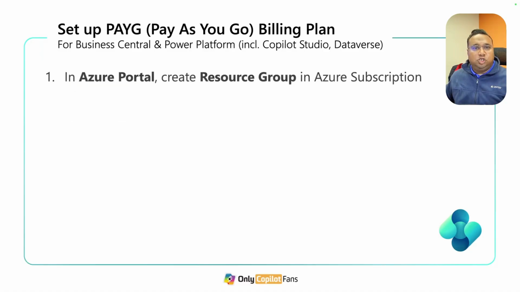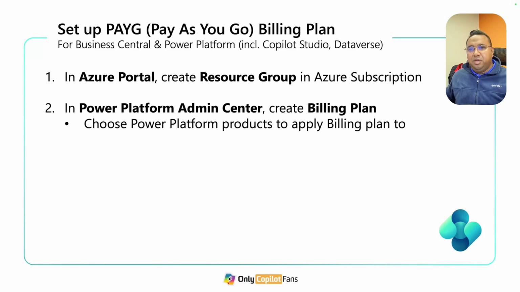But I just wanted to make sure that we're dotting our I's and crossing our T's. Next, in the Azure portal, we're going to create a resource group within the chosen Azure subscription. This resource group is going to serve as a bridge between the Azure portal and the Power Platform environment that we need to be working in. So we're going to create this resource group, and then in the Power Platform Admin Center, we're going to create a billing plan. The billing plan will require us to choose the Azure resource group. So that creates that little tie-in.